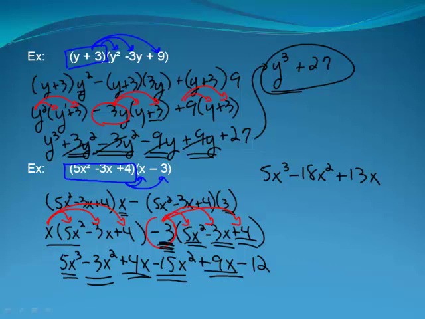And for constants, all we have is the minus 12 at the end there, I believe. So minus 12 on the end. Those are all unlike terms. You cannot combine them. So that would be your final answer for that problem.